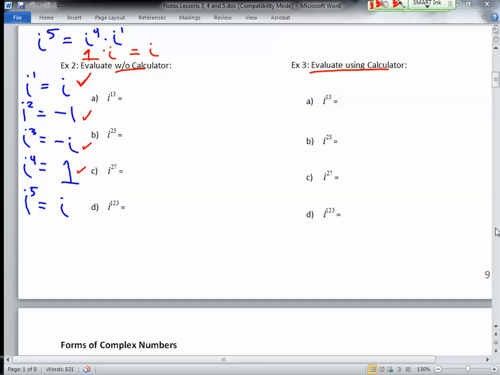So I to the 6th will be -1, I to the 7th will be -I, and I to the 8th will be +1, and I to the 9th will be I, and it'll keep going like that.